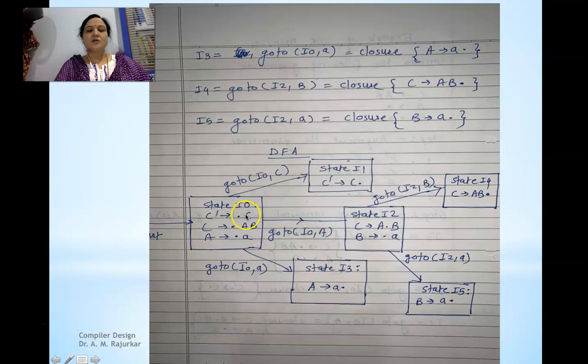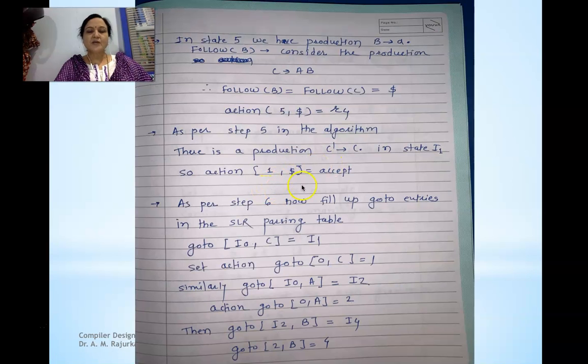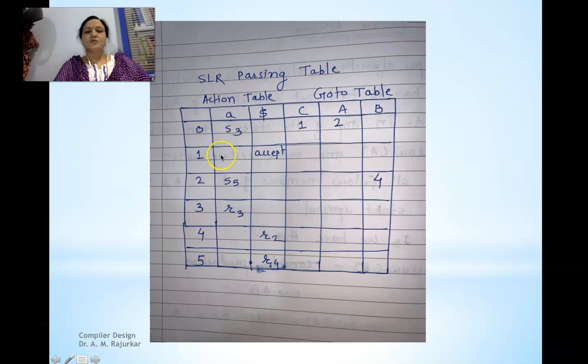So in I0 there is C and A where we are having transitions on a non-terminal. So here go to will be I0 comma C. Where is it going to? I1. So fill up the entry in the go to table as go to I0 comma C going to I1. So the entry will be go to 0 comma C equals 1. This means from I0 there is a transition on C to I1, that is the meaning.